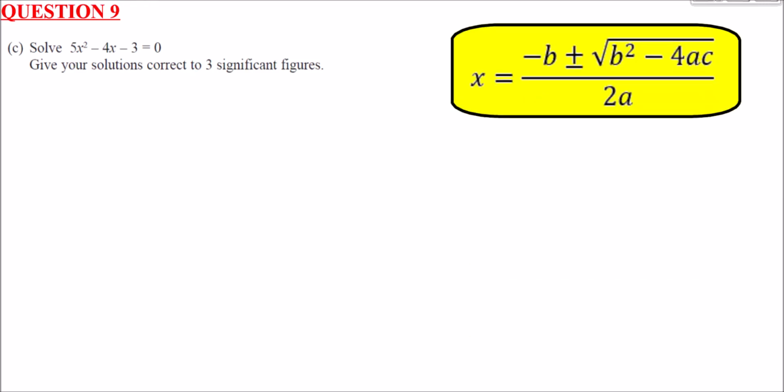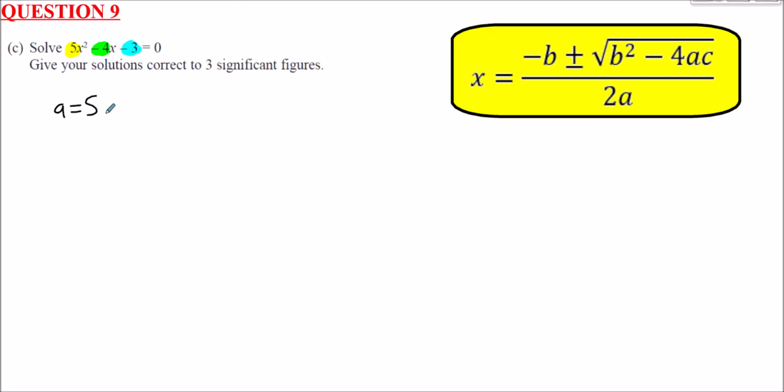X equals minus b plus or minus square root b squared minus 4ac over 2a. If you're rusty, you might be thinking, well, what does a mean, what's b, and what's c? Well, a is the coefficient of x squared. The b is a coefficient of the x term, which is minus 4 in this case. And the c is the number on its own, the constant term, which is negative 3. So let's just write down what A, B and C are.